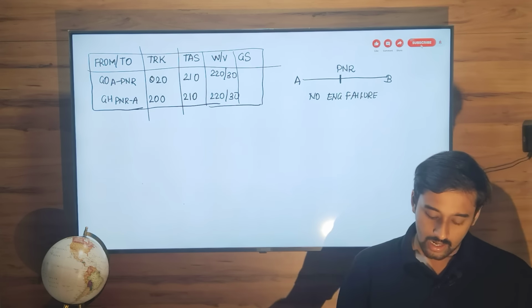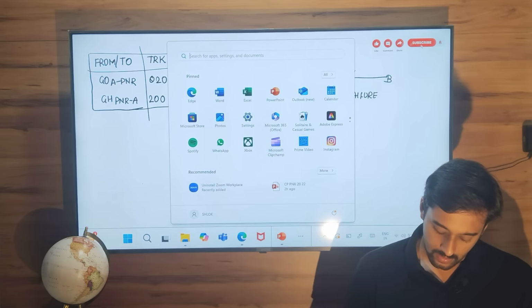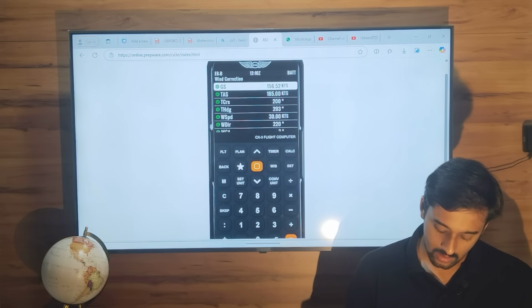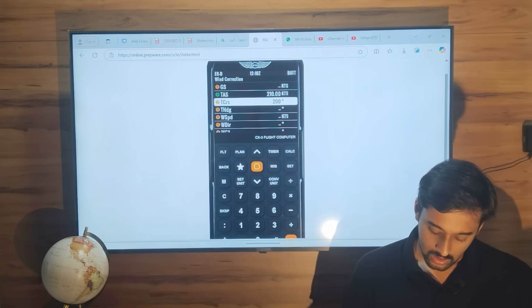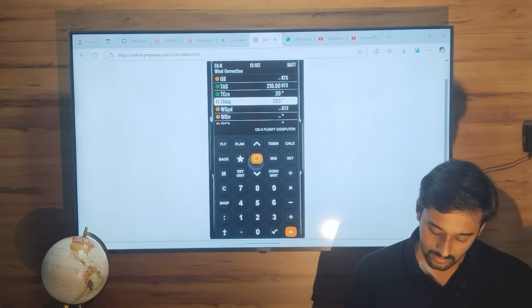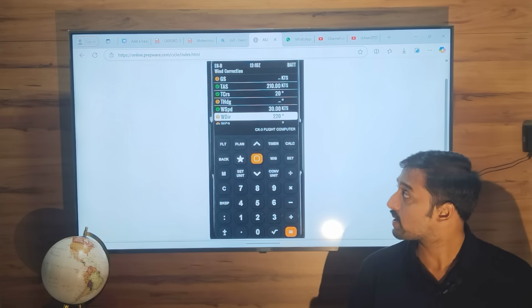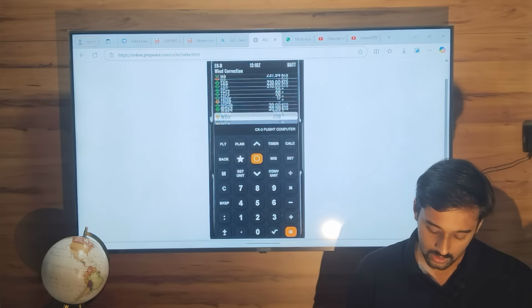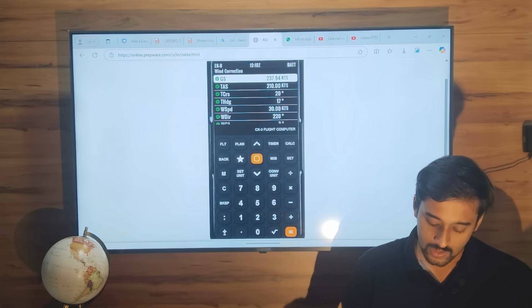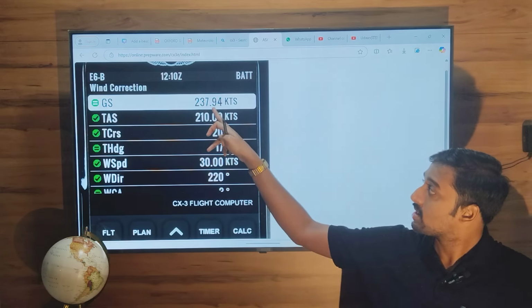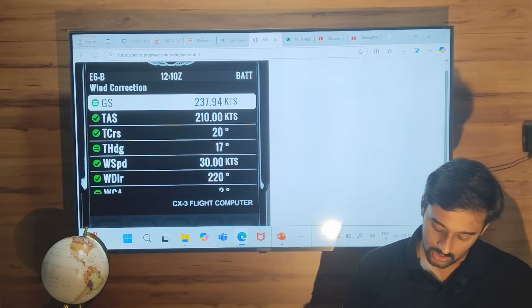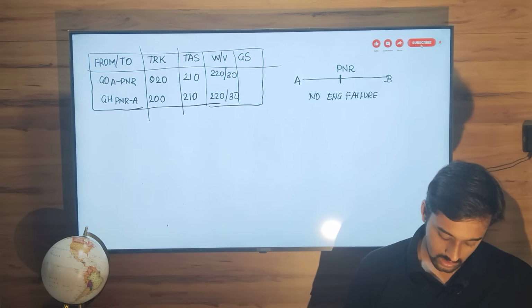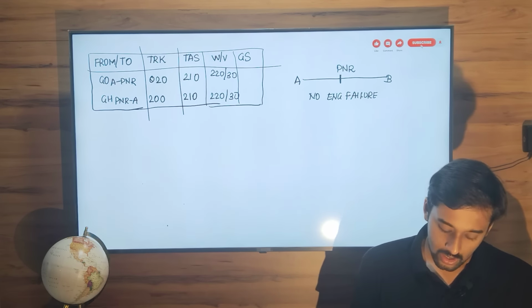Let's use CX3. True airspeed is 210, true course is 20, wind speed is 30, and wind direction is 220. So your ground speed will be 237.9 knots or 238 knots. So ground speed will be 238 knots.